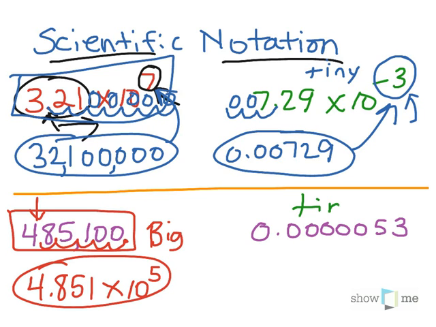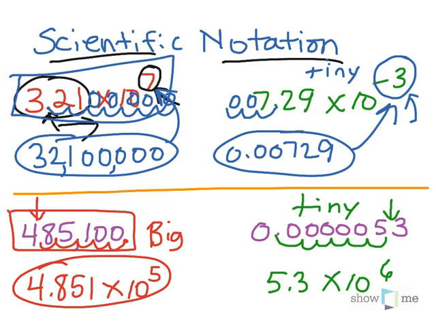Now let's take a look at the other one. This is a tiny number. That means I'm going to have a negative exponent. Now let's see how far we have to move it to get our decimal point behind the first non-zero number. 1, 2, 3, 4, 5, 6. So my answer is 5.3 times 10 to the 6th, but I want to make sure I show that this is a small number, so I'm going to say it's negative 6. Negative exponents, tiny numbers. Positive exponents, big numbers. And there's our basics for how to interpret scientific notation.